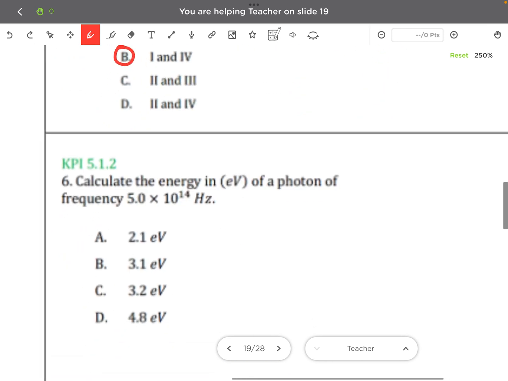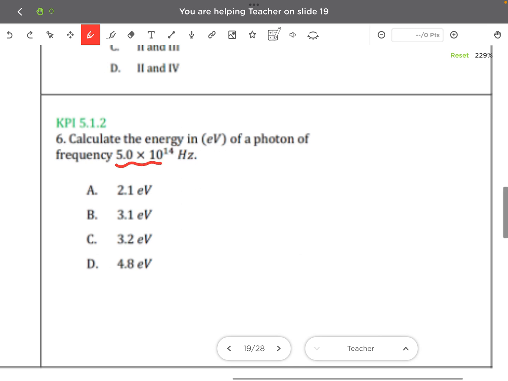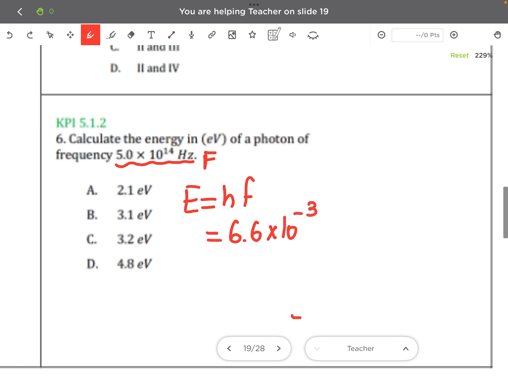How do we calculate the energy in eV of a photon of a frequency this much? I've got the frequency, so E equals hf. However, when I'm using h, my answer will be in joules. Here I need to have it in eV, so I must convert. h is 6.63 times 10 to the power of negative 34.